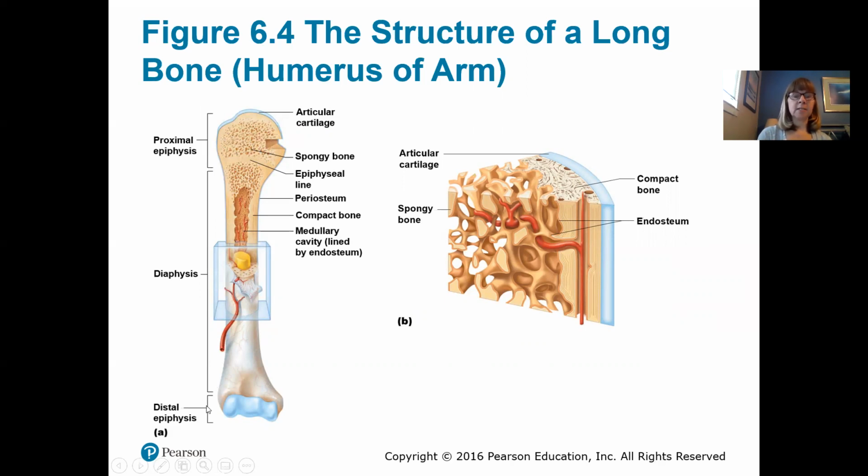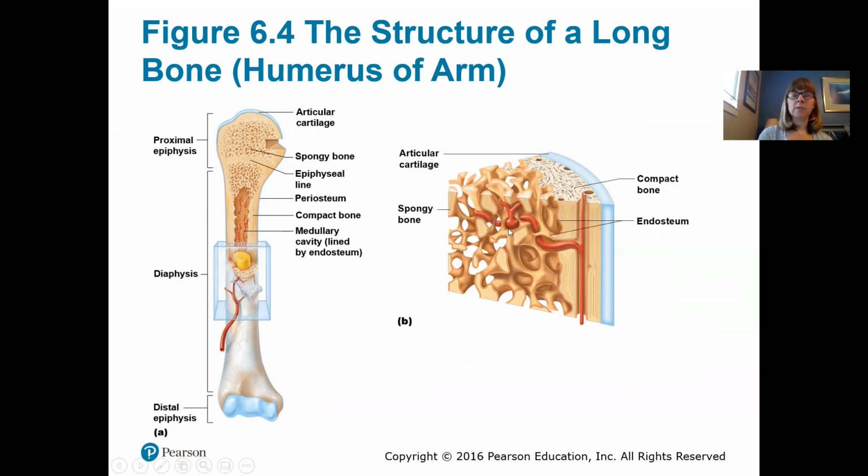This is going to be distal, so this is going to be down near your radius and ulna, near your elbow. Okay, so this is the diaphysis. That's going to be the shaft of your main arm. So this hollow area is going to be filled with the bone marrow.